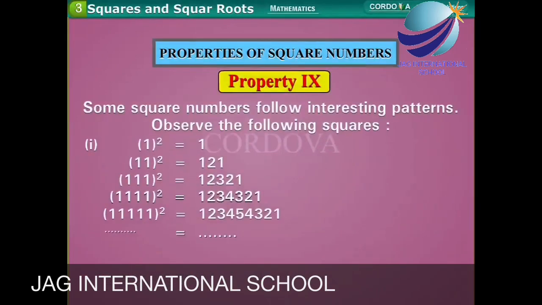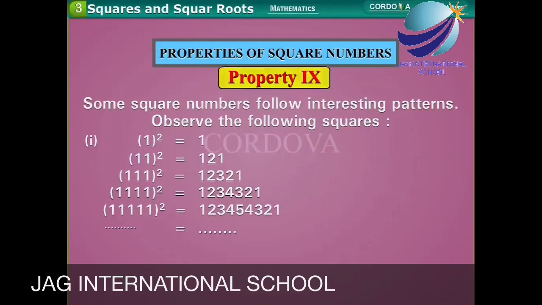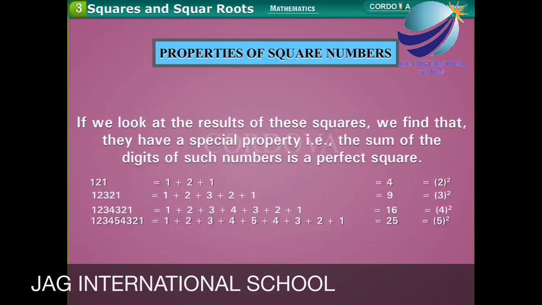Property 9. Some square numbers follow interesting patterns. Observe the following squares. 1 squared is equal to 1. 111 squared is equal to 12321. 11111 squared is equal to 123454321.